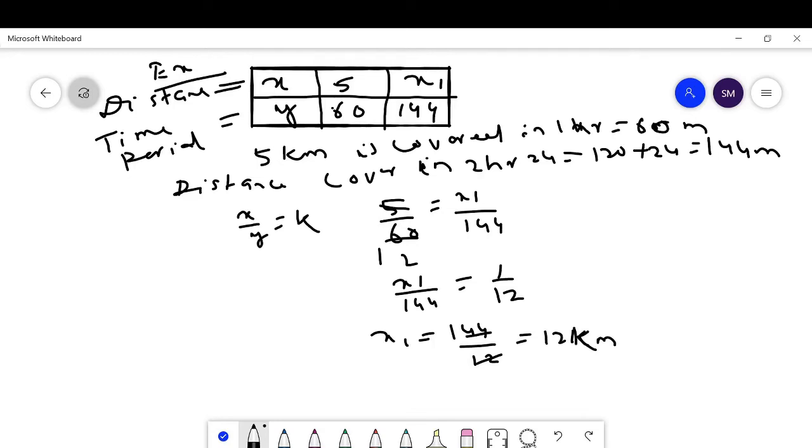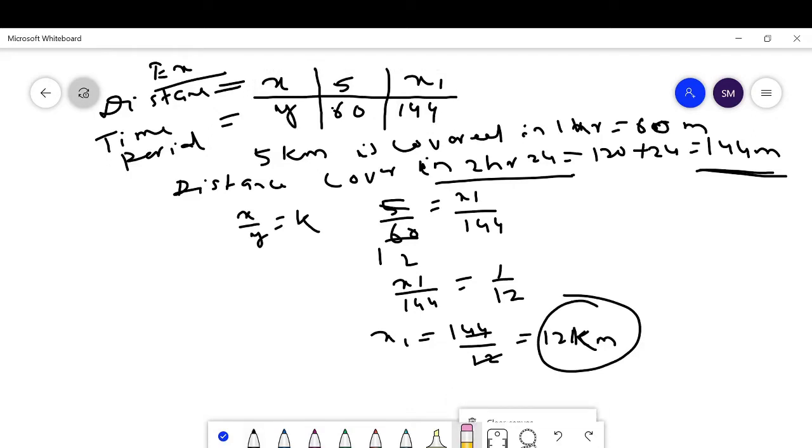Means Rabi in 2 hours 24 minutes, means 144 minutes, covered 12 km distance. Okay. Then take another question.